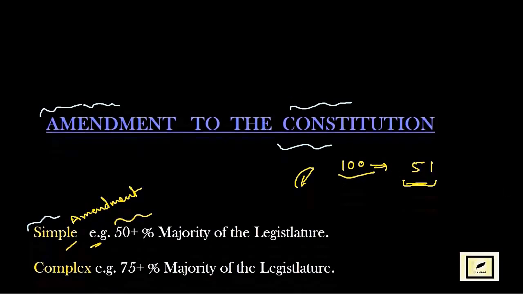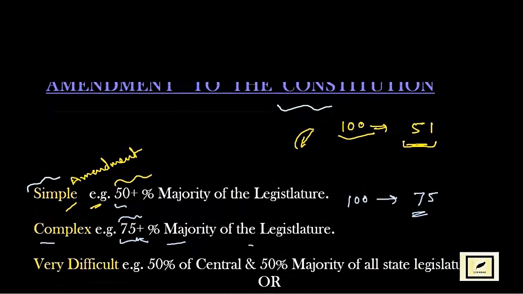The other case is the complex one. The amendment is a complex kind of a case here. That is where a 75% or plus majority of the legislature is required. That is, out of 100, at least 75 people are required in the majority to change that kind of law or rule that they want to amend. Well, these numbers can differ significantly depending on the country we are talking about.